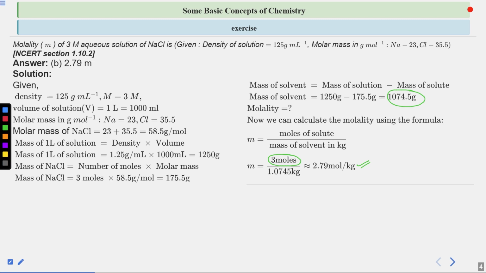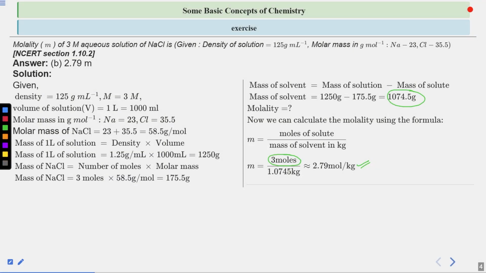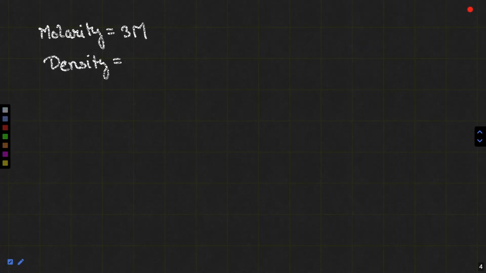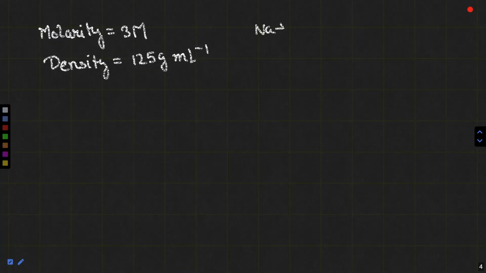Now coming back to the point. Our question was, the molarity is given as 3M. And we have the density, which is 1.25 gram per ml. So these are the two data that we have. Apart from this, we have the molar mass of Na, which is 23, and Cl, which is 35.5. So these are the given molar masses.